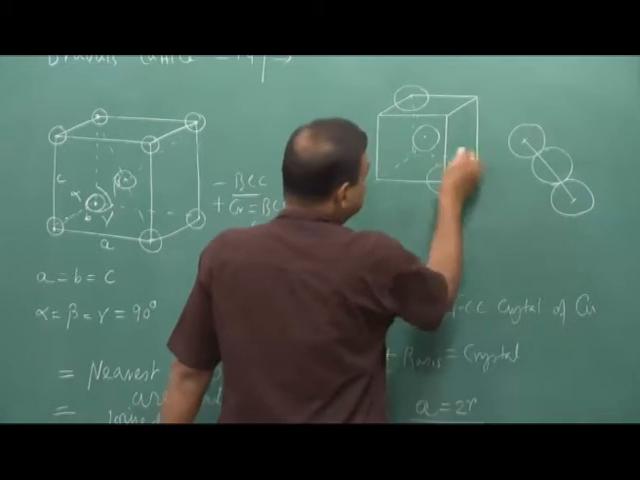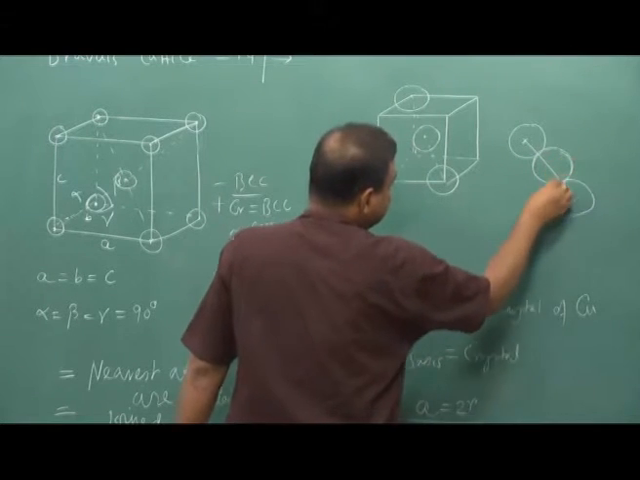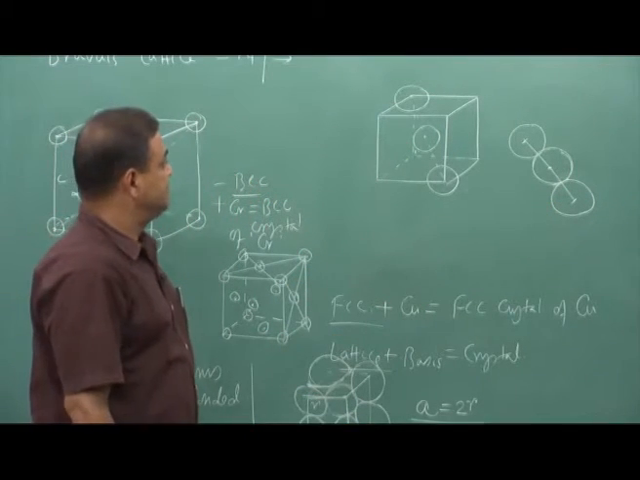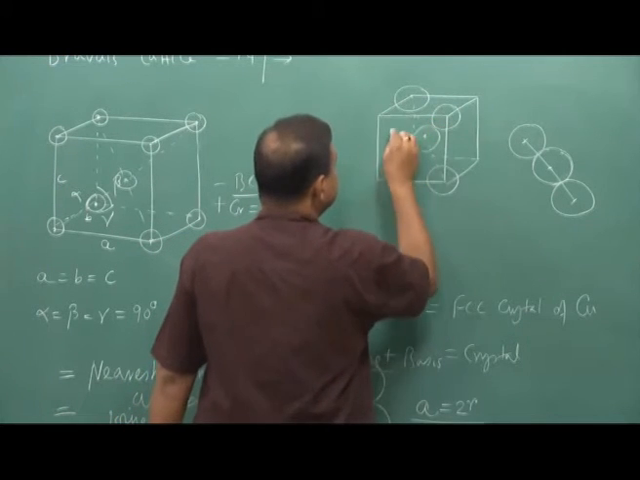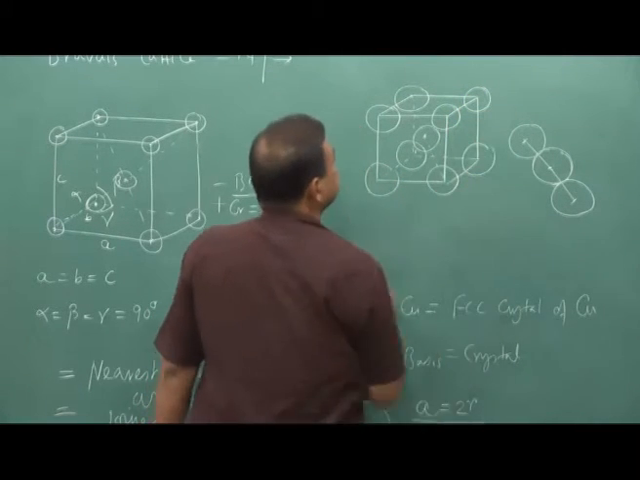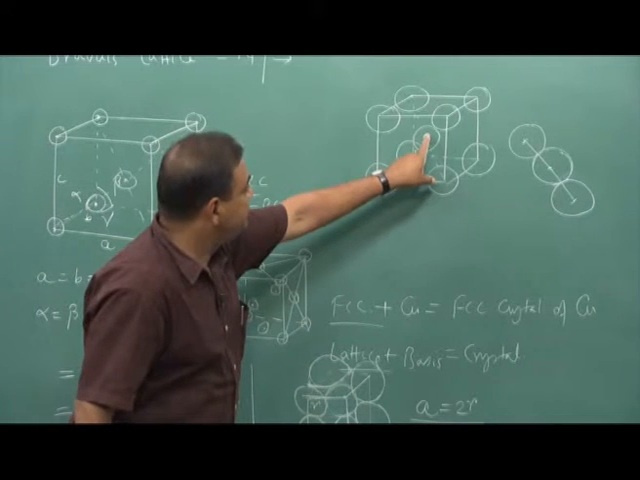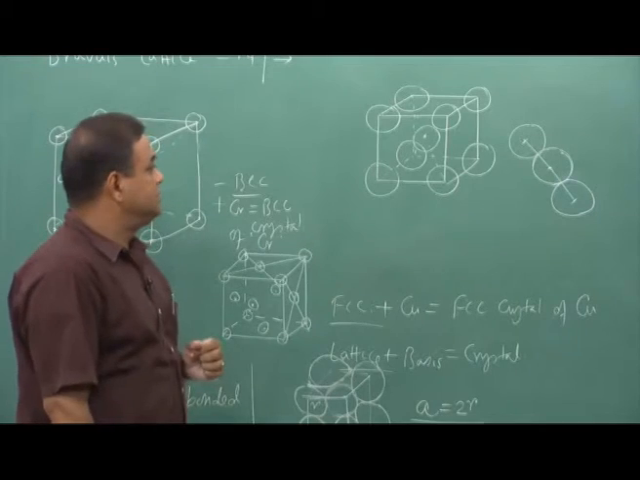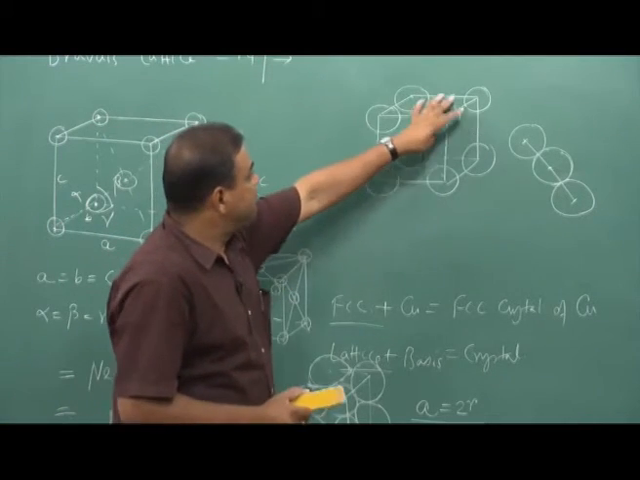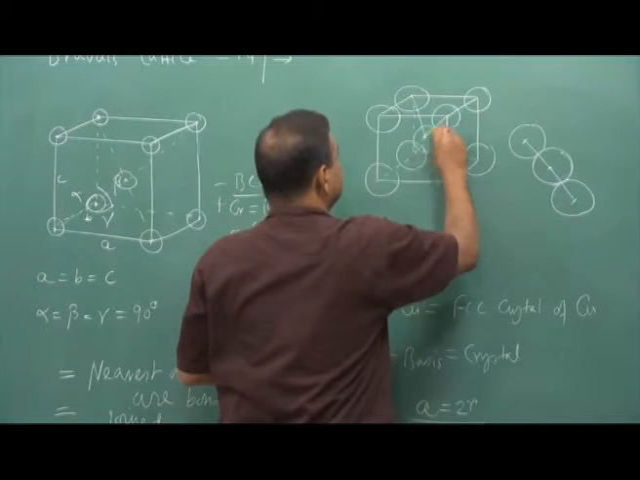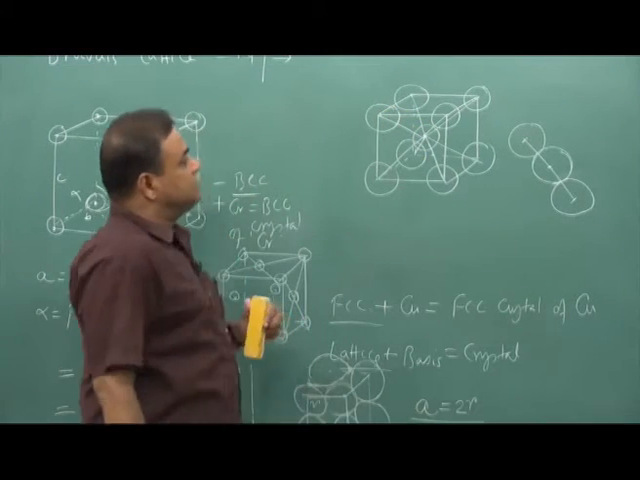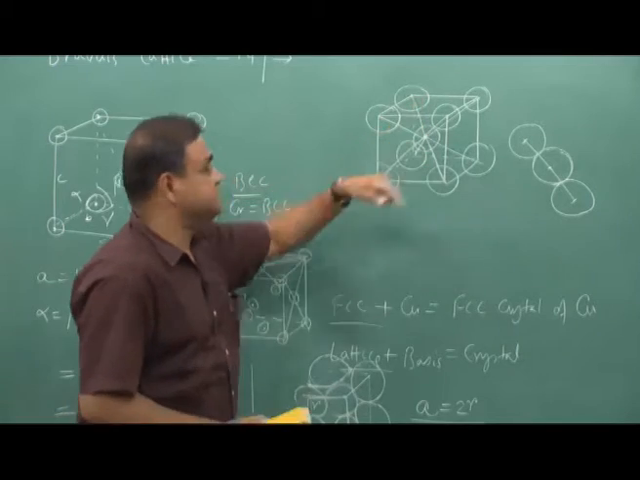And this center atom is bonded to this atom and this atom, because these are the nearest atom bonding. Then this atom would also be bonded with this atom. So, this center atom will be bonding to all the corner atoms. That means the center atom has got 8 bonds, so there will be 8 bonds. These bonds will all be connected.